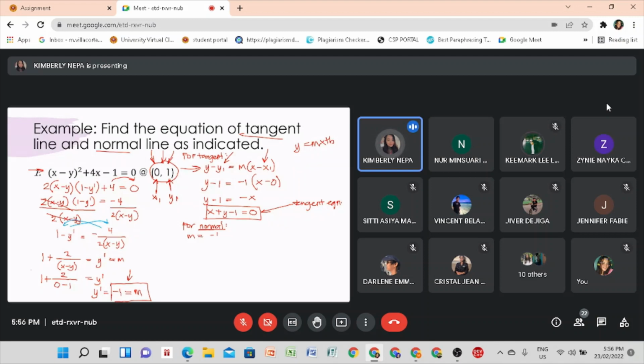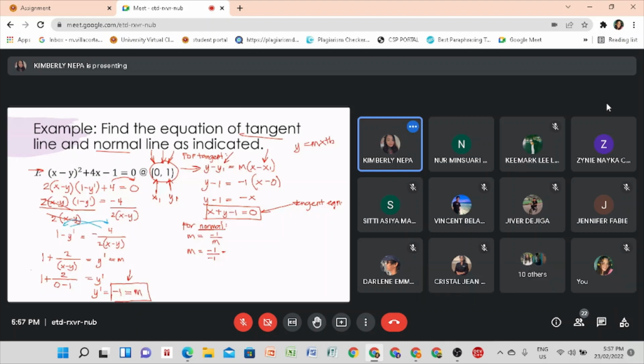Do you understand? Yes po. This is always for the normal. The slope is different. It becomes the negative reciprocal. So, meaning to say, our m here, since it is negative 1, that is negative 1 divided by negative 1, that is 1. So the slope that we're using here for the normal is just positive 1, not negative 1. Get it?